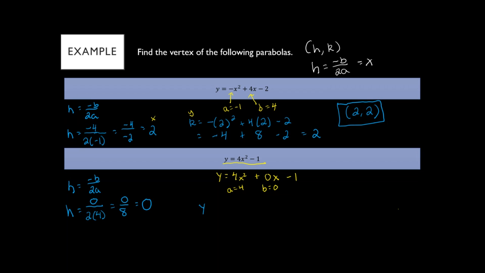So that actually makes it really nice when we're finding k, because we're plugging 0 into our equation. So 0 squared is 0. 0 times 4 is 0. So we just get 0 minus 1, which gives us minus 1. So our vertex is 0, negative 1. So if you get a b that's 0, that is really, really nice because it makes your calculations pretty simple.